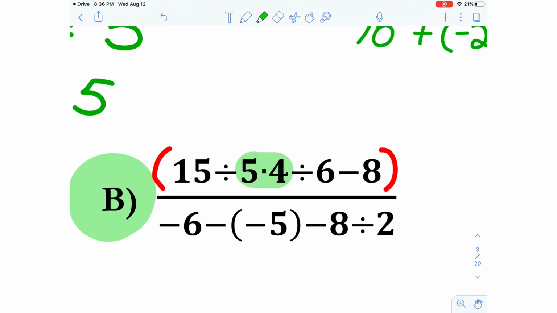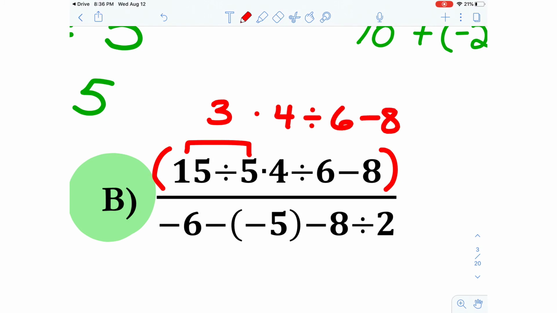Now, if you already started doing 5 times 4, you're wrong. Why? Because division and multiplication can be swapped. And I have to go left to right. So I'm actually going to do this division first. 15 divided by 5 is 3. And I'm just going to write the rest of the problem so I can stay organized. I'm kind of working my way up here. Next, left to right, 3 times 4, 12.